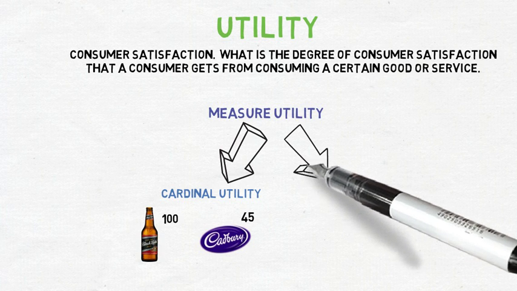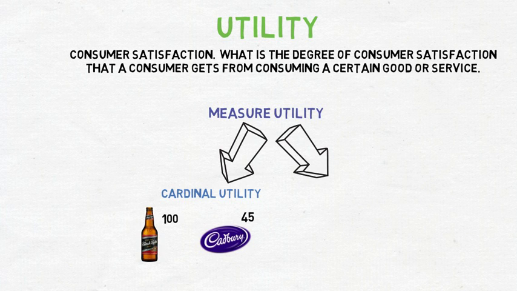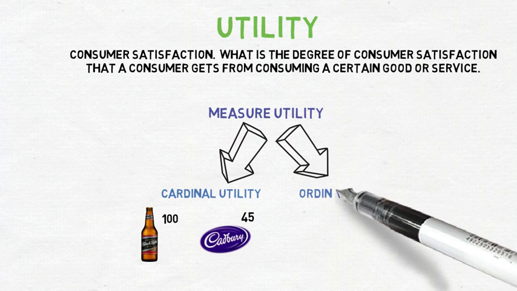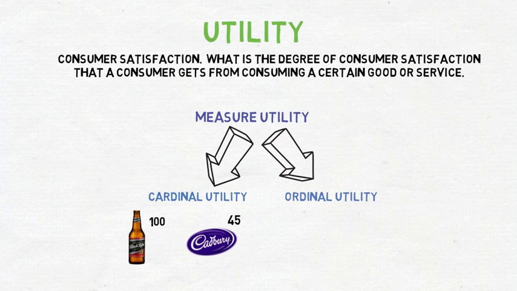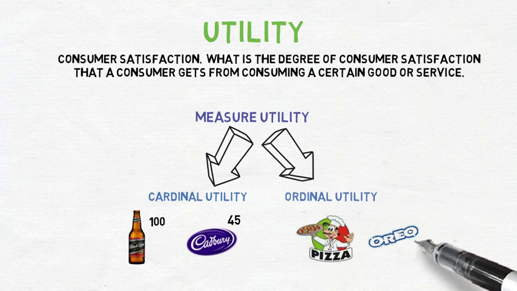The second measure is by means of ordinal utility. It means that you put certain goods in specific order. A pizza will give you the most satisfaction, and then an Oreo cookie.